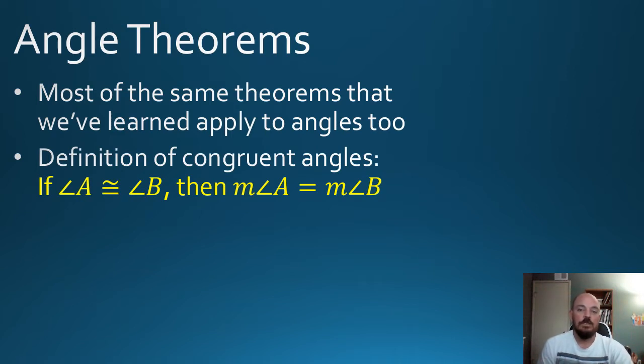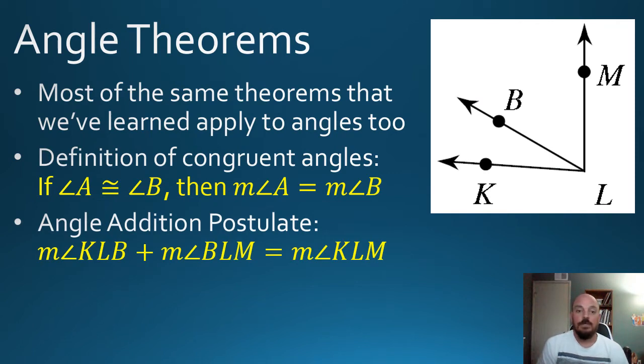So number one, yesterday we had the definition of congruence, and we were talking about line segments. It works for angles too. So if two angles are congruent, their measures are equal, or if two measures are equal, the angles are congruent. It's an if and only if. It works either direction.